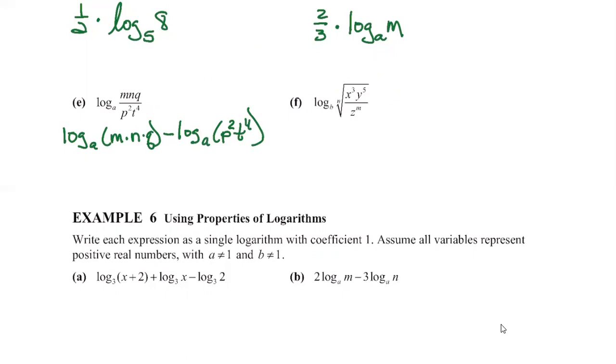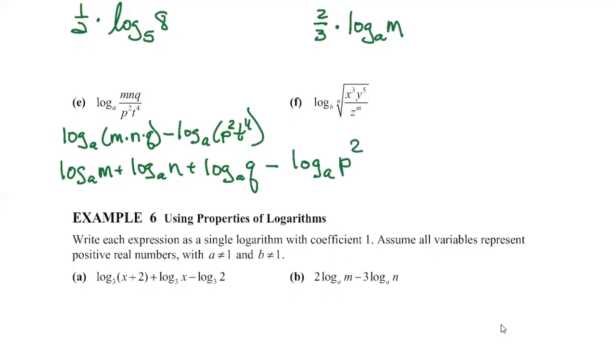Now I can rewrite these because they're multiplication. So I can say log base A of m plus log base A of n plus log base A of q. Phew, okay? Then I've got minus log base A of p squared. Now, because I had that minus, I've got to also distribute that minus to the t to the fourth power. So that becomes minus log base A of t to the fourth.